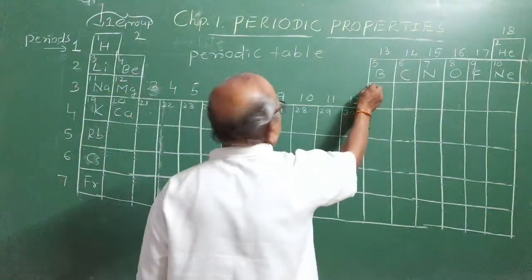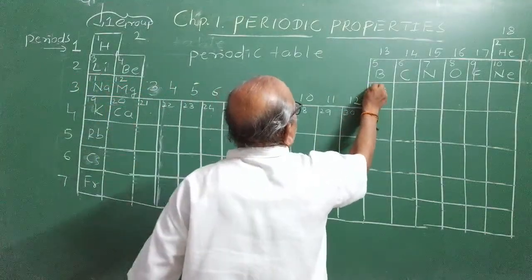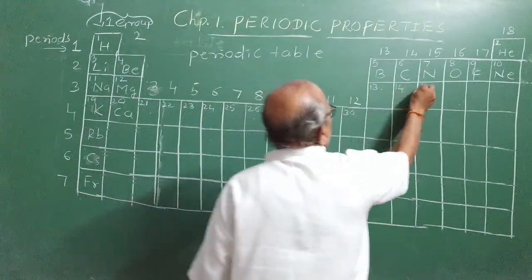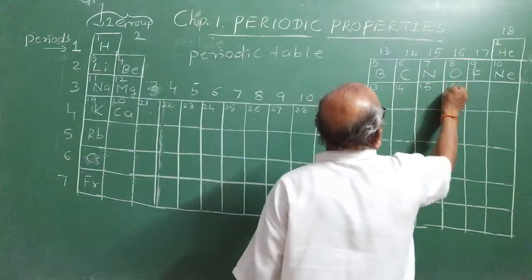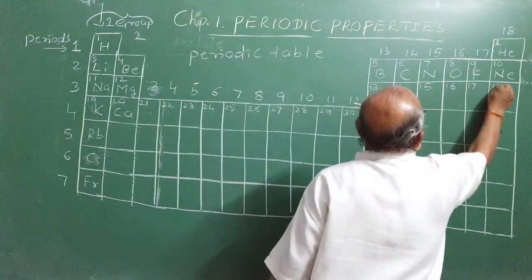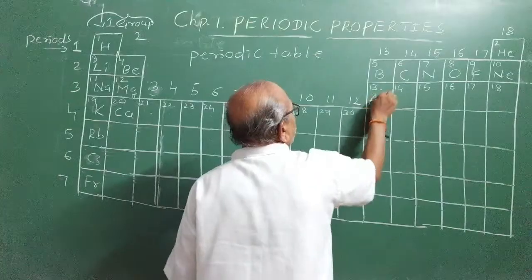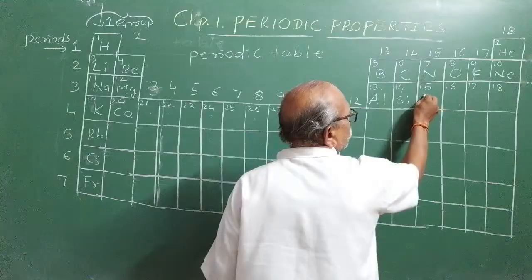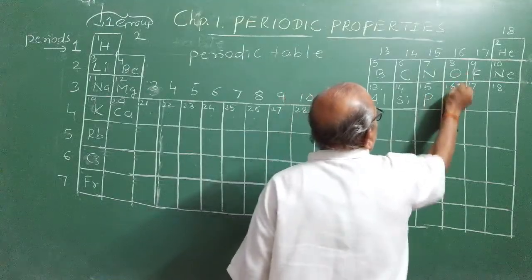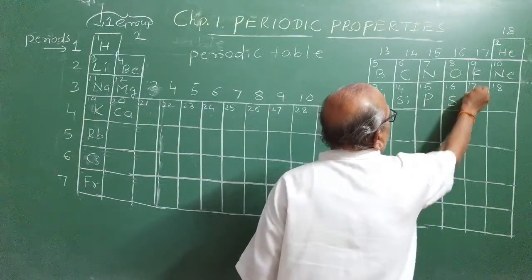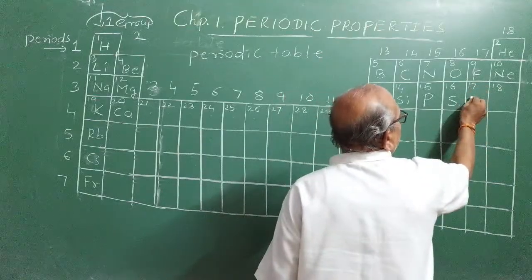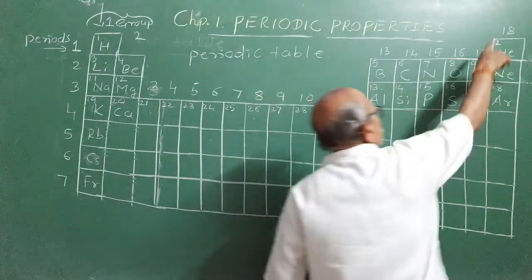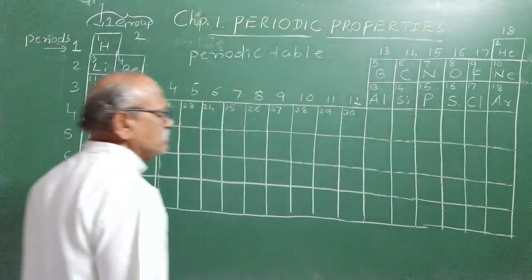Next one is 13. There is a jump here. This 13th element, 14th element, you just try to recall at least up to 30. 13th element is aluminum. 14th is silicon. 15th element phosphorus. 16th element sulfur. 17th element chlorine. 18th element argon. The elements of group 18 are called noble gases.